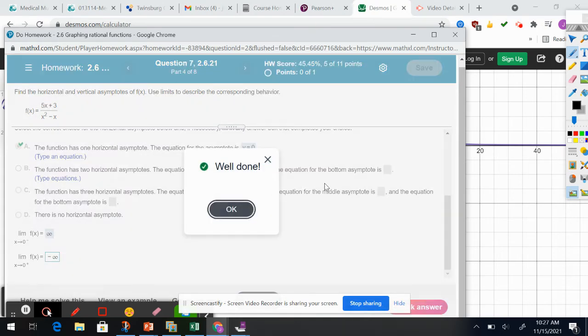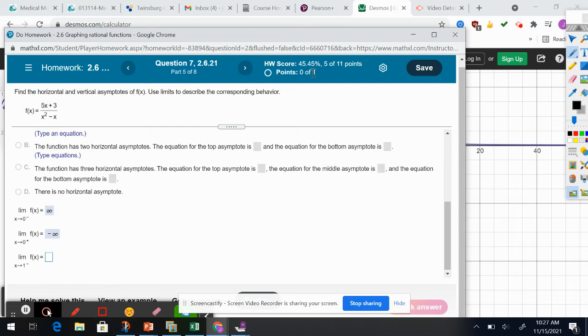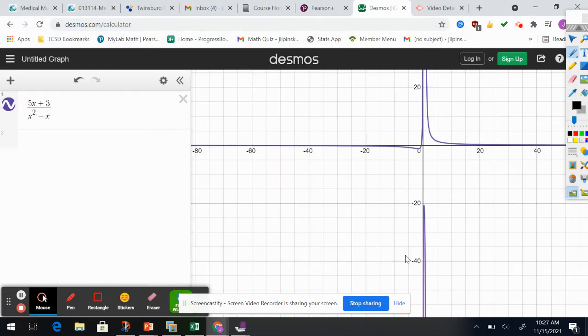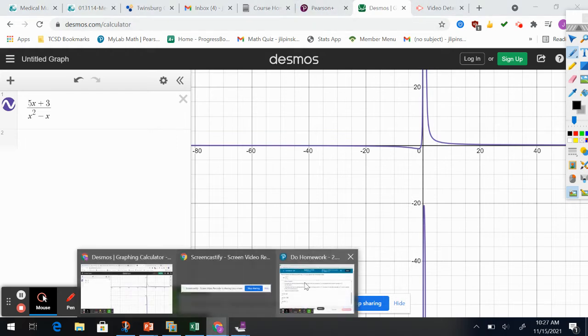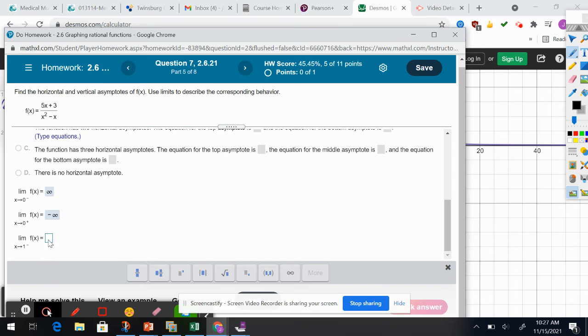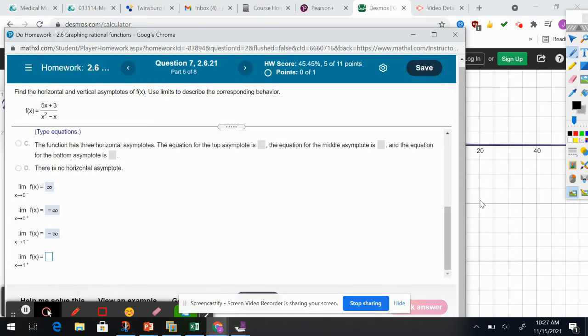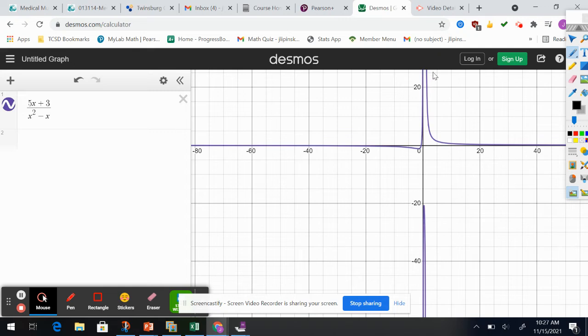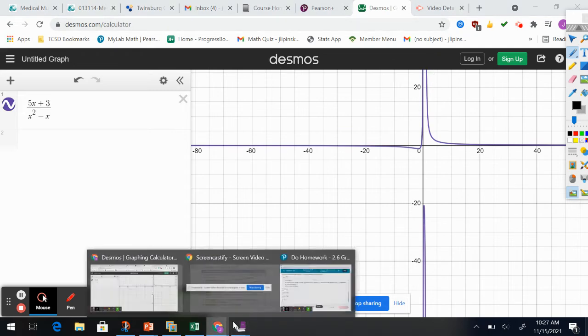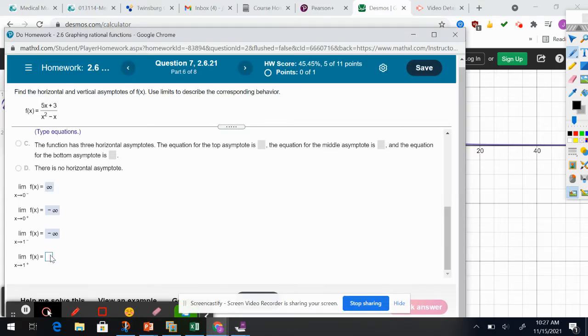Now it's going to ask about 1. What's it doing from 1 to the left? So again, go back to the graph. Here's 1, here's to the left. What's it doing? It's going to negative infinity. And then 1 to the right, it's going to ask. Here's 1 to the right. Where's it going? It's going up. So that would be positive infinity.